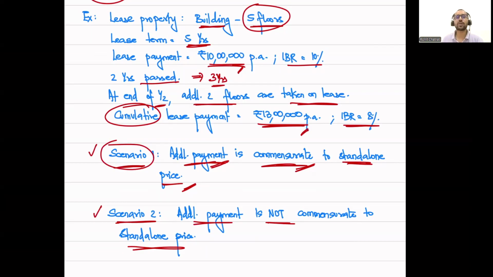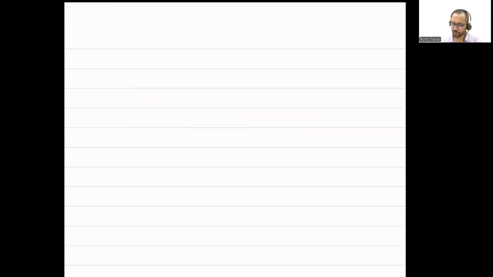Let us take a look at how it's going to be done in the case of scenario 1. We're going to do the same steps initially: calculate the carrying amount of ROU asset and lease liability at the end of the second year, on the date of modification. All right, so let's start. For that, we first have to calculate lease liability on the date of commencement of lease.